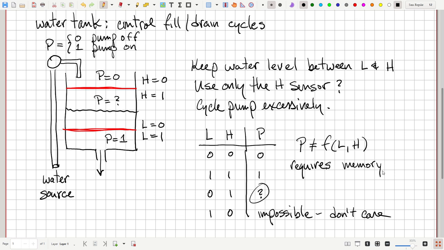Now, this is a one-bit memory is all we require. We could have some logic variable M, say, that would be one if we were coming from the lower state where we were filling, and zero if we're coming from the upper state. So we know we're going to require memory, but how do we actually implement that memory?